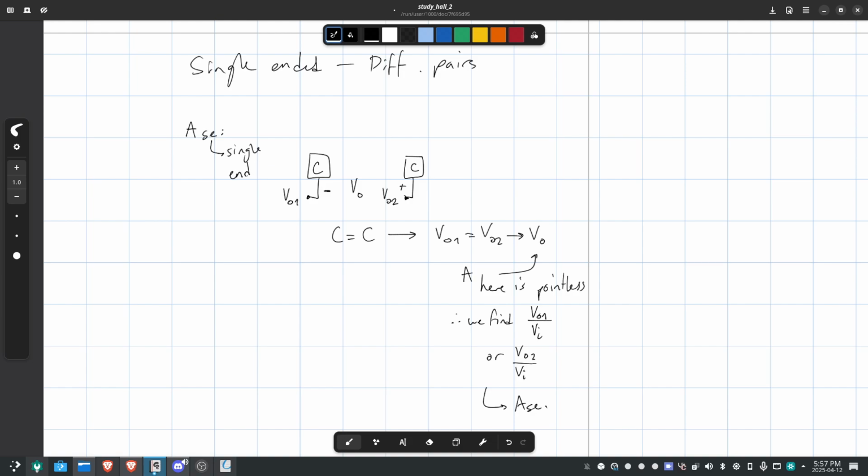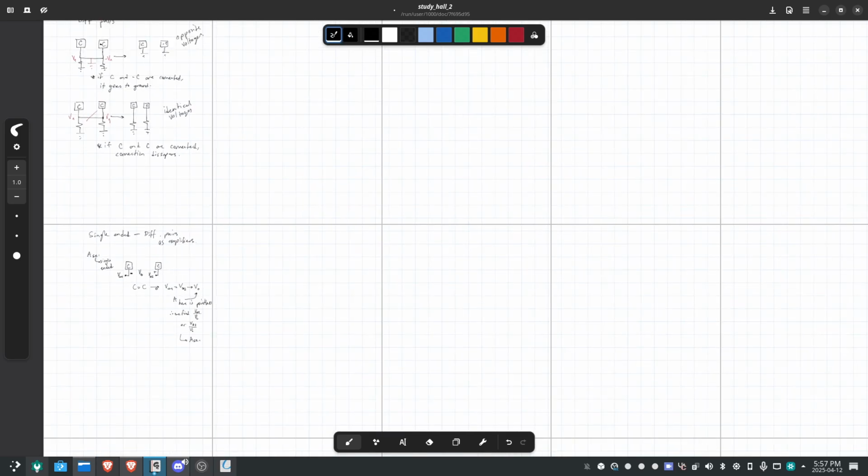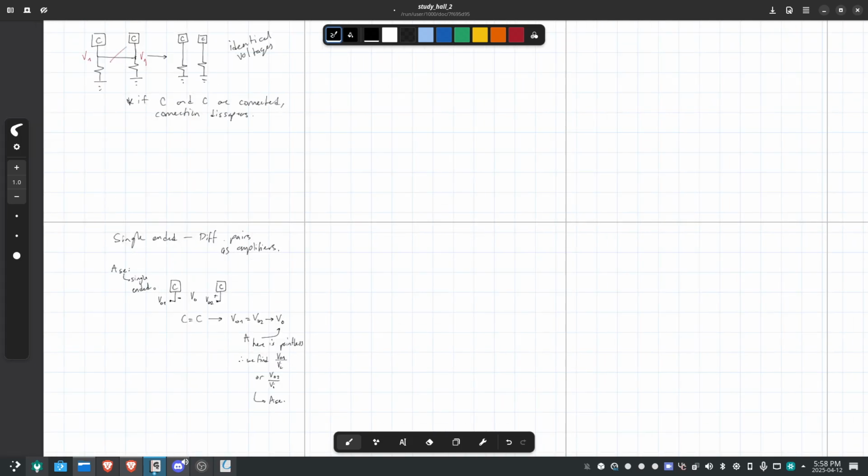This is also differential pairs. Differential amps. Yeah, they are amplifiers. So we'll do some examples about this. Actually, we can do it right now.